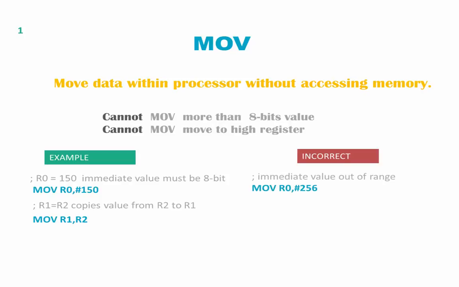This is an incorrect example. Look at this, for instance: move R0 256, and we know the immediate value is out of range. The largest number of 8-bit is 255. So something like this would cause an error, it wouldn't work. Another incorrect example is move R8 3, and as you can guess, R8 is a high register, so we cannot use this instruction on a high register, and we cannot use this instruction with values greater than 8-bit.